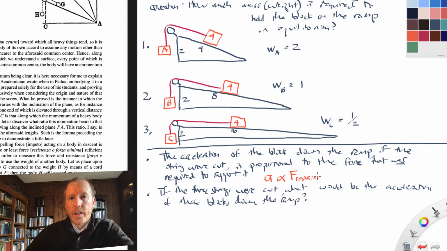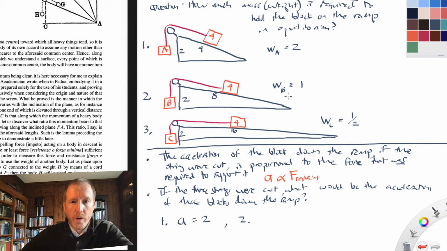Okay, and in order to solve this problem, we need to give you a little bit more information. So let's suppose that I were to tell you that if you cut string 1, so in case 1, the acceleration of this block in case A, the acceleration is going to be, let's just say it's 2. That could be 2 meters per second squared or 2 inches per second squared, but let's just say it has a value of 2 if you cut this.